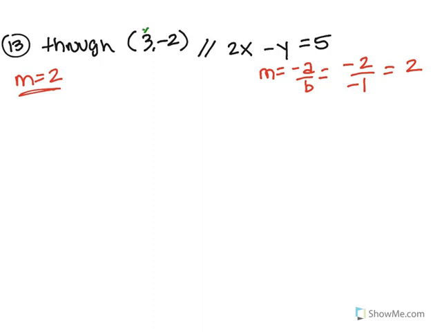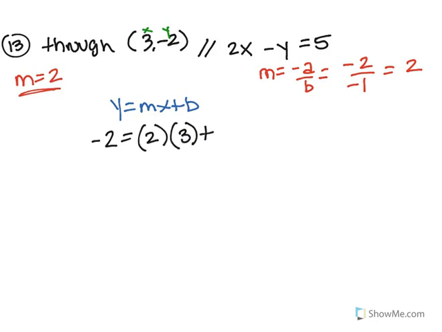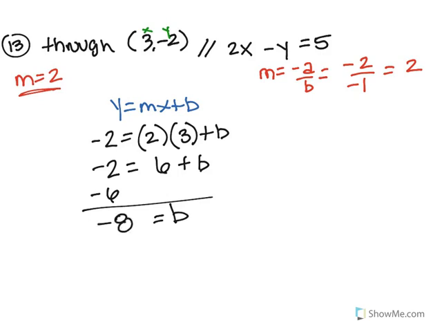And so I'm going to take my point and the parallel slope and plug it into y equals mx plus b. So my y is negative 2, my m is positive 2, and x is positive 3. So that gives us what? Negative 2 equals 6 plus b. And what do we do with 6? Subtract it. So what's b? Negative 8. Good. So we got y equals 2x minus 8.